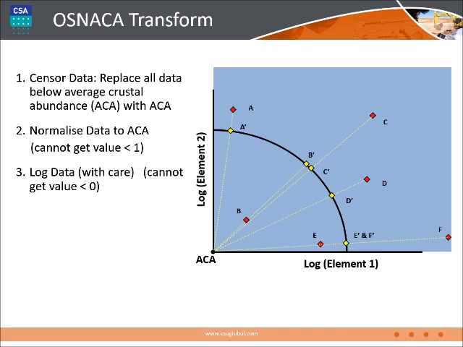Now, we still haven't solved the problem of rich samples versus poor samples, and that's the last step of the OSNACA transform, is to scale the data so it's all moved to a fixed distance, 10 units from the origin. And now at last, if we measure the distance, and that's as simple as Pythagoras' theorem, it's just the square root of the long side of the triangle, except it's a 24-dimensional triangle, it's a Euclidean distance. And if that distance is small, those samples are geochemically similar. If that distance is large, they're quite different.